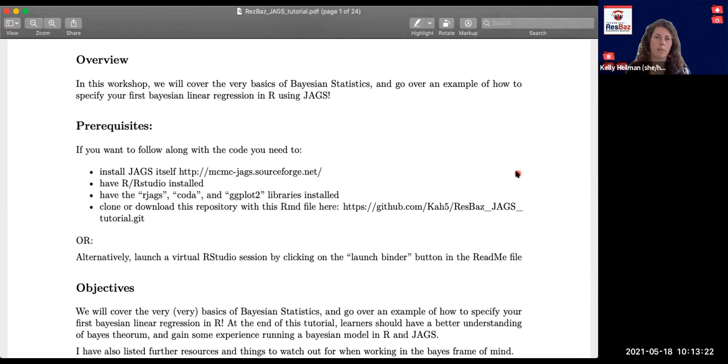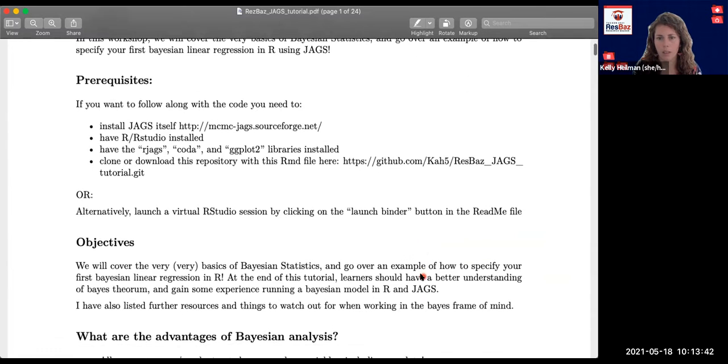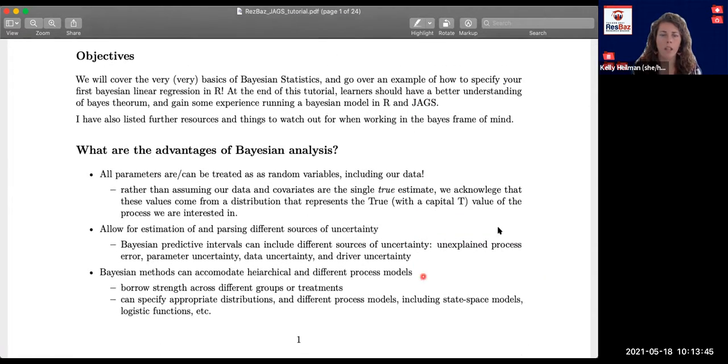Okay, so what we're going to do in this workshop is cover the basics of Bayesian statistics, go over an example of how to specify a linear regression in R using JAGS. And here again are the prerequisites. Launch the virtual RStudio by clicking the launch binder button in the README file. And so my goal here is to cover the very, very basics of starting to use Bayesian statistics. Oh yeah, thanks, Jessica. And to go over an example of how to specify a linear regression in R.